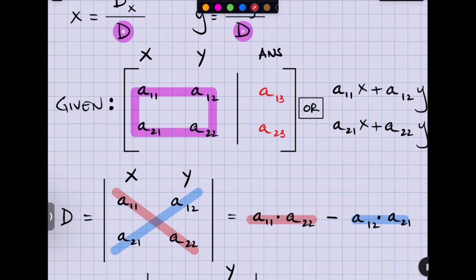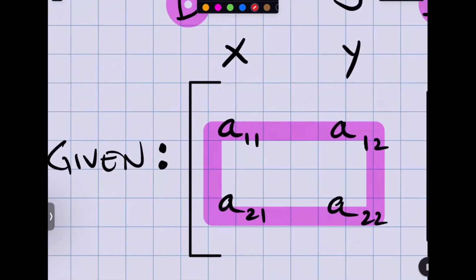So what's the appropriate follow-up question? If that is D, how do you find Dx and Dy? To find Dx and Dy, you take this right here. Remember that we have an x column and a y column. What we would do is replace the x column with the answers and do my determinant there. For Dy, I will replace the y column with the answers and do the same thing.